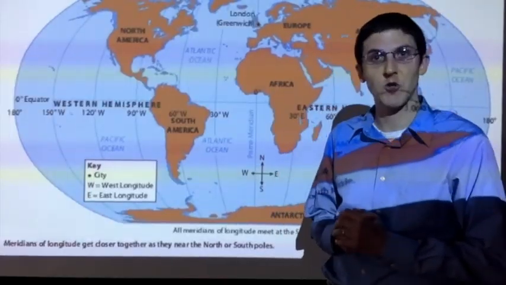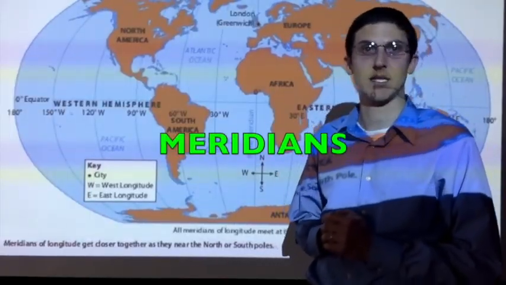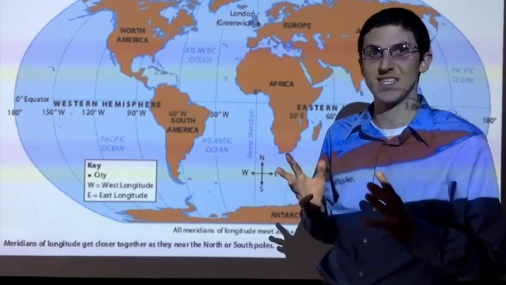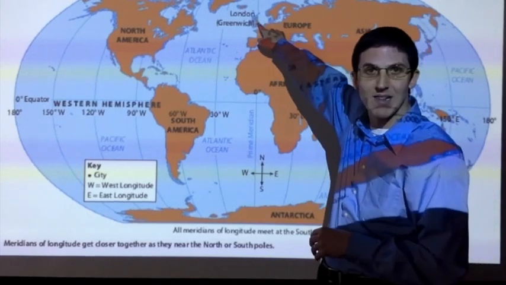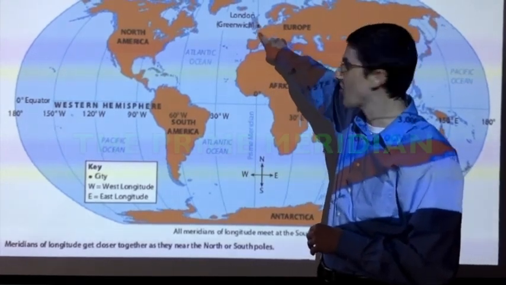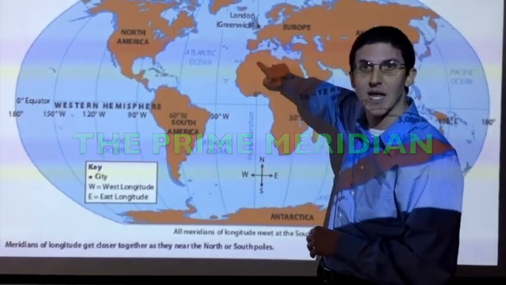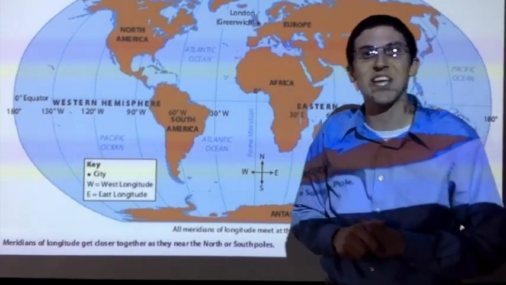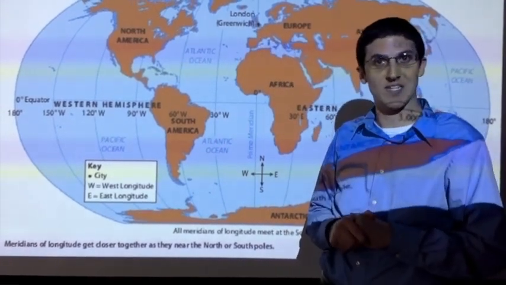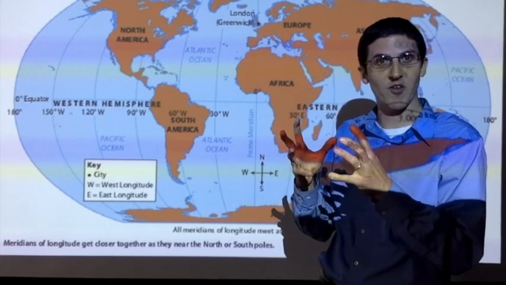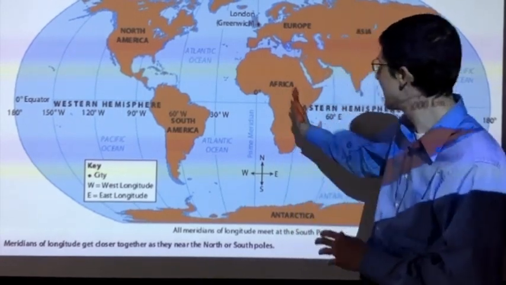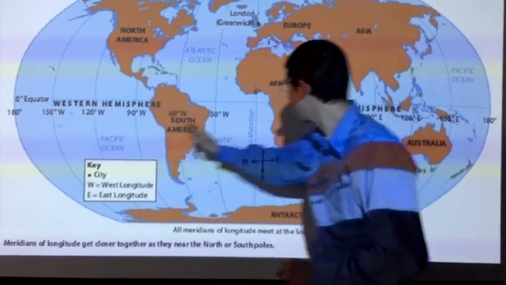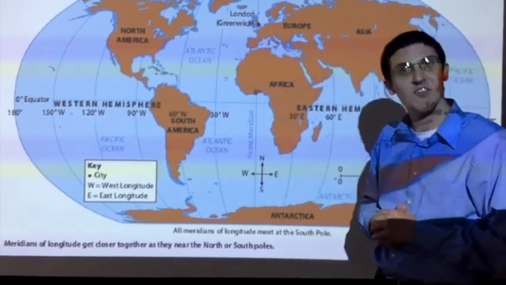Lines of longitude are called meridians. Just like the equator is the 0 degree line of latitude, we also have a 0 degree line of longitude. It's called the prime meridian, and it goes through Greenwich, England. It also splits the world into two hemispheres, only this time it's not north and south. Do you see how it splits? Into the western hemisphere and the eastern hemisphere.